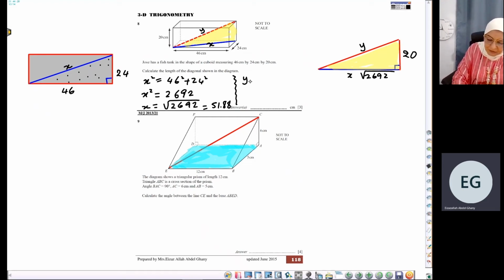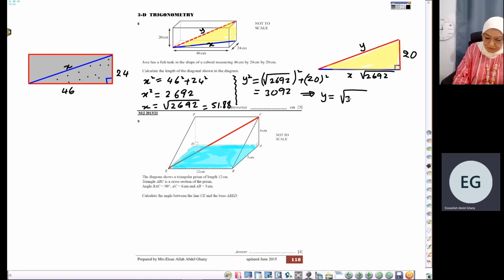Again, another Pythagoras, y squared is equal to square root of 2692, but squared, plus 20 squared. Okay, so you have your answer on the display before. You just answer squared. It is 2692. When you square a square root, it will be an exact answer. Plus 20 squared, which is 400, the answer will be 3092. Now you need to find y. Y equals square root of 3092.